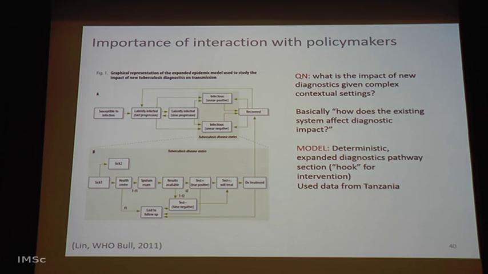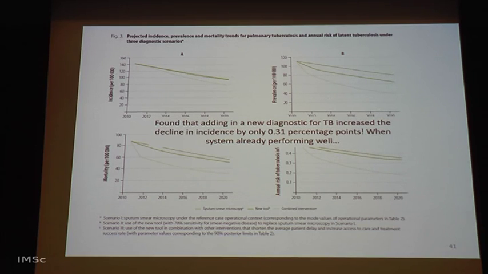And they used a deterministic transmission model with this expanded hook for the intervention. So basically, they wanted to know what would happen if they did better at diagnosing people. And they used data from Tanzania. And what they found was that actually in Tanzania, they're doing really well. And if you introduced a new diagnostic, it would have a very small impact. So it would decrease TB incidence by something very small, as in less than 1%.